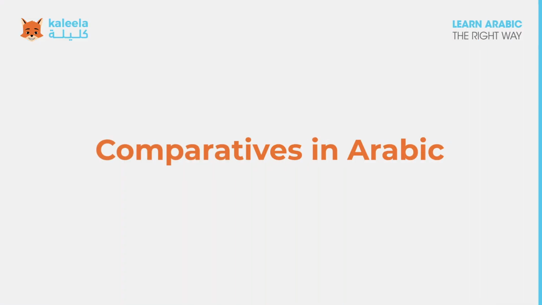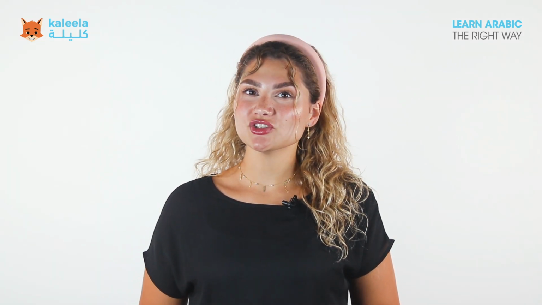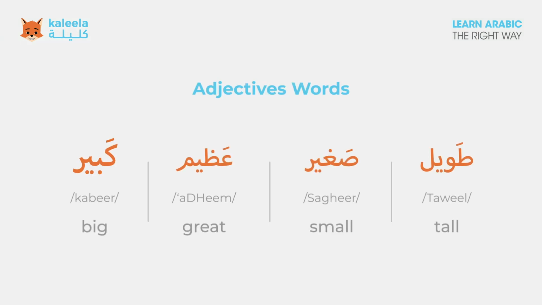Now let's start learning comparatives and superlatives in Arabic. First, let's begin by looking at some adjectives you may have already learned. كبير, عظيم, صغير, طويل.